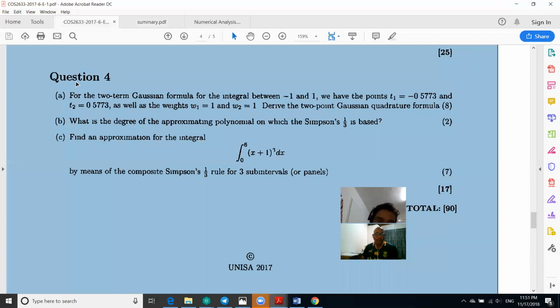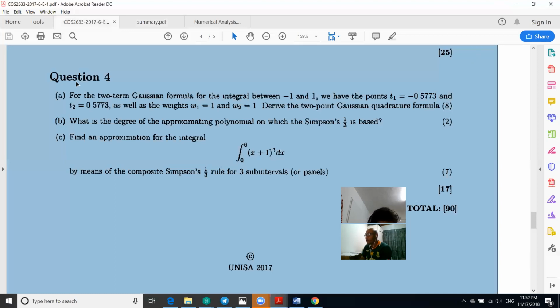What is the degree of the approximating polynomial on which the 1/3 rule is based? Is it 3rd or 4th degree? This is a SWOT question. I guess the good thing is to just know the SWOT questions, because then you can do well on them. They've asked it a few times. It's based on the quadratic, so it's 4th degree. And if they ask about the 3/8, that's based on the cubics, the 3rd degree.